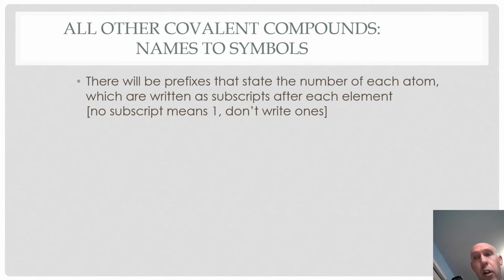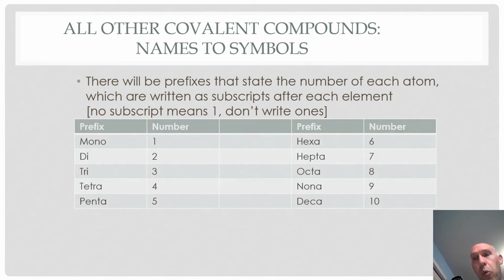We're going to have a chart here that shows us all of the prefixes from 1 to 10. Mono, di, tri, tetra, penta, hexa, hepta, octa, nona, and deca. So you might want to pause the movie for a moment, get those all down. And we're going to look at a few examples now.